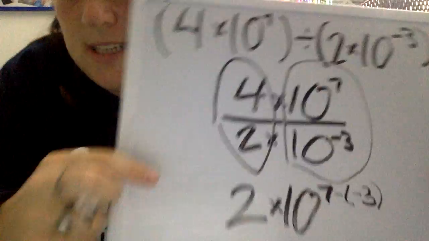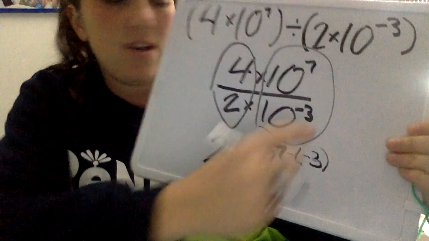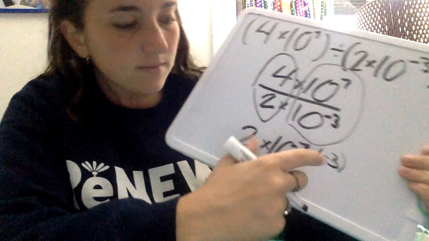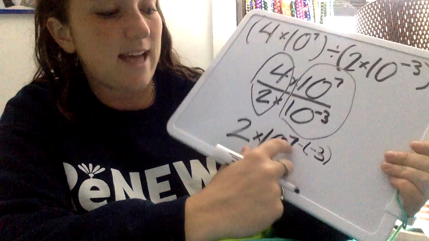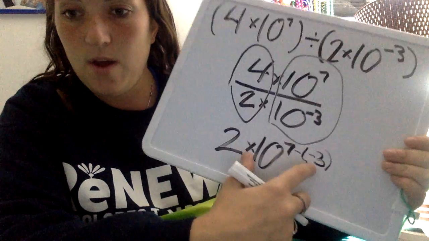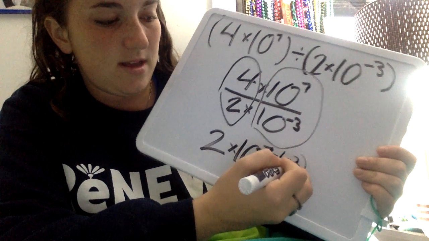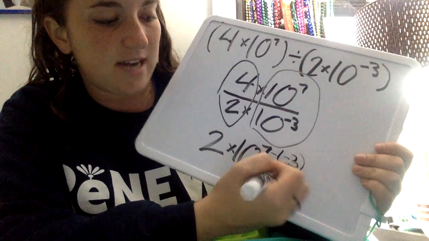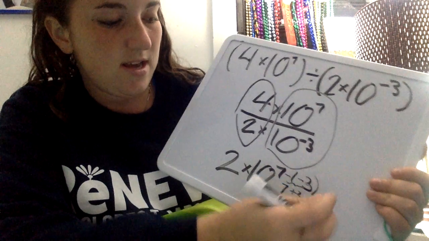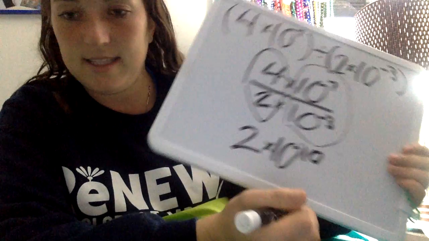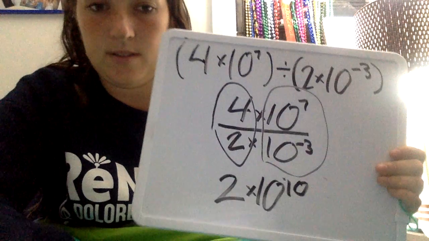When we were subtracting exponents on the MLQ like this, a lot of us made mistakes. So what is 7 minus negative 3? When I am subtracting a negative, what can I change that into? This can become addition, so it's actually 7 plus 3. So this is 2 times 10 to the 10th power.